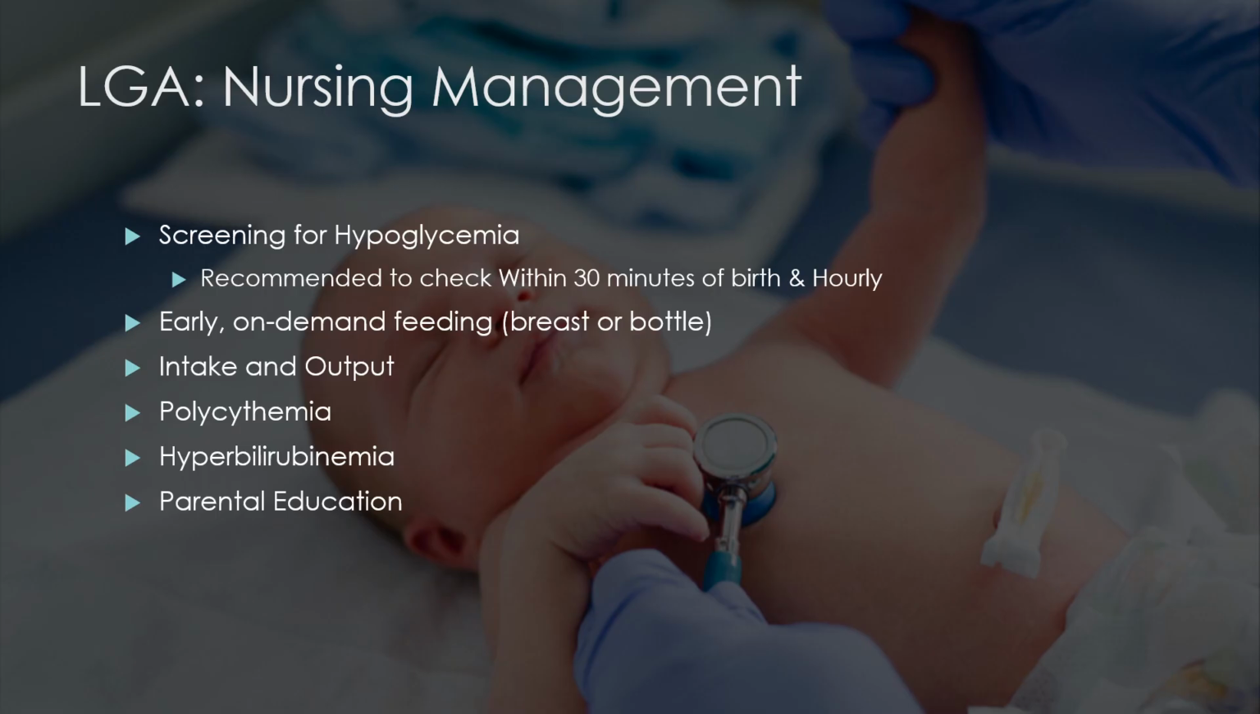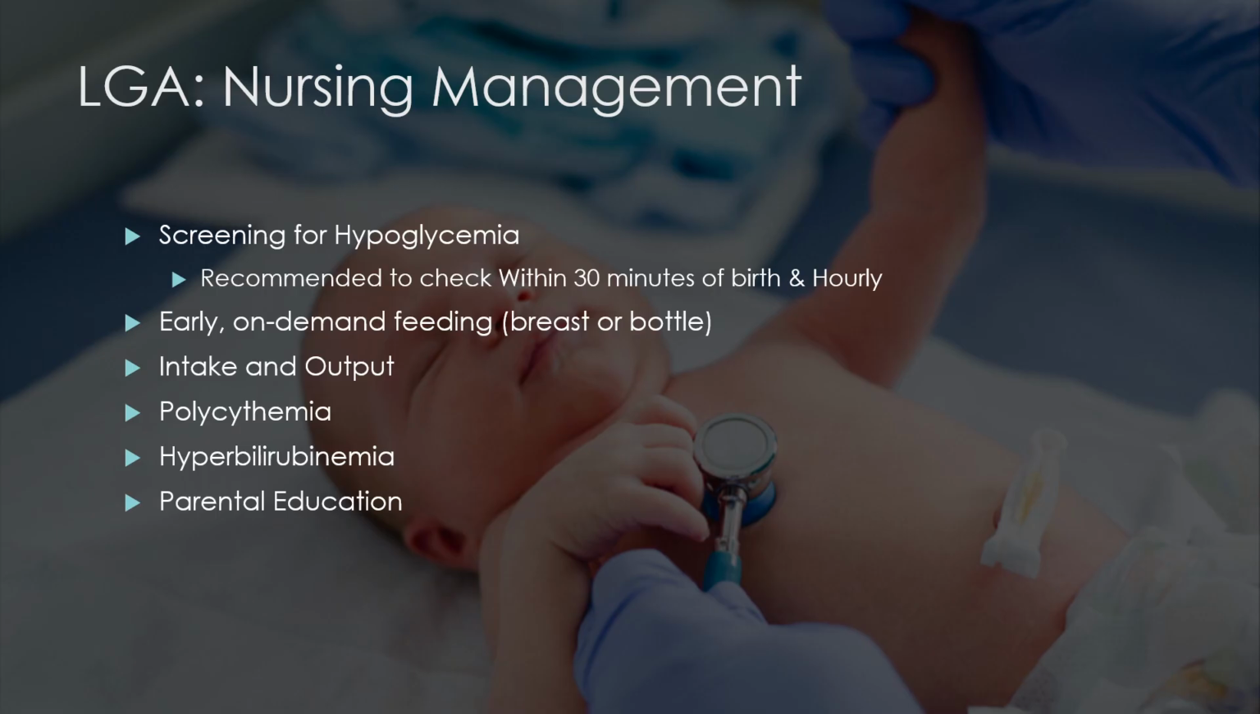Getting that baby to the breast early and often is very, very important with these LGA babies. If they're going to bottle feed, getting that regular feeding schedule is important to educate the parents on. Intake, output, and daily weights need to be recorded to evaluate the effectiveness of whatever their nutritional intake is. Finally, these babies are high risk for polycythemia and hyperbilirubinemia, which is jaundice. This can cause neurological problems if not treated early.